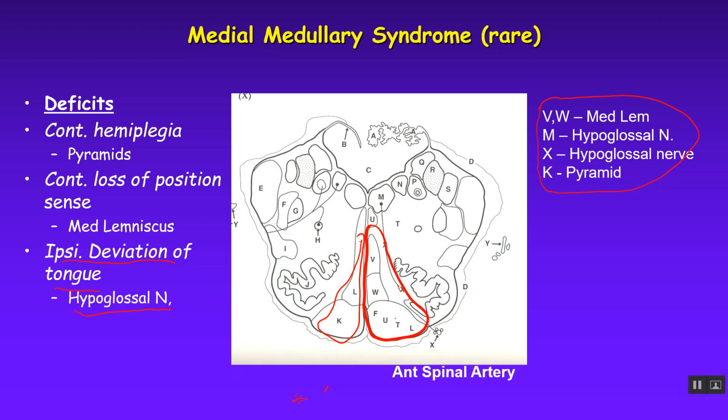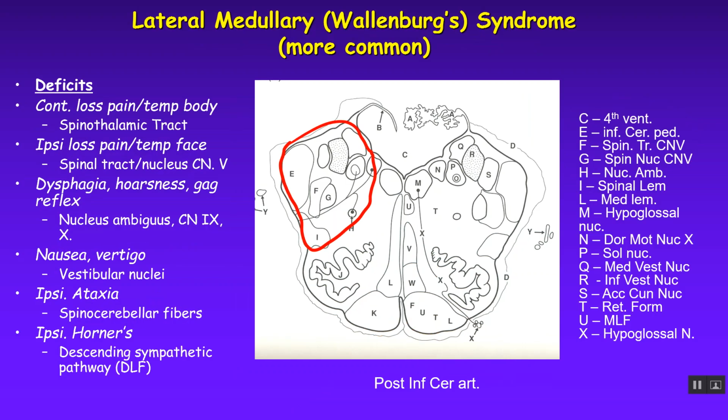So this would lead to what we call locked-in type syndrome. Any kind of big lesion to the front of the medulla or the front of the pons can cause this locked-in type syndrome.